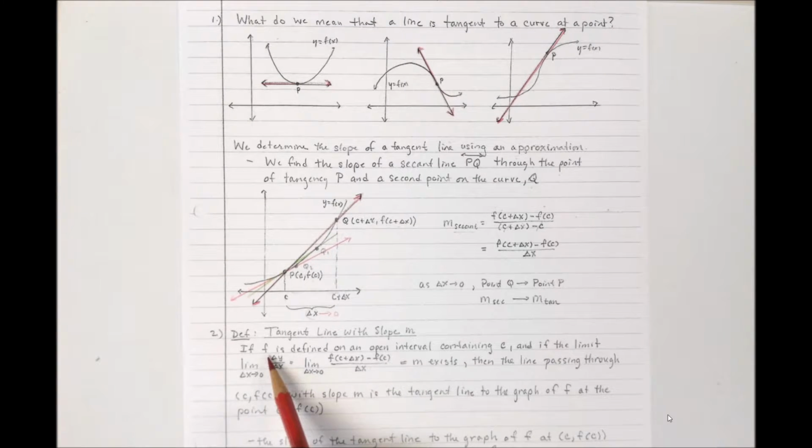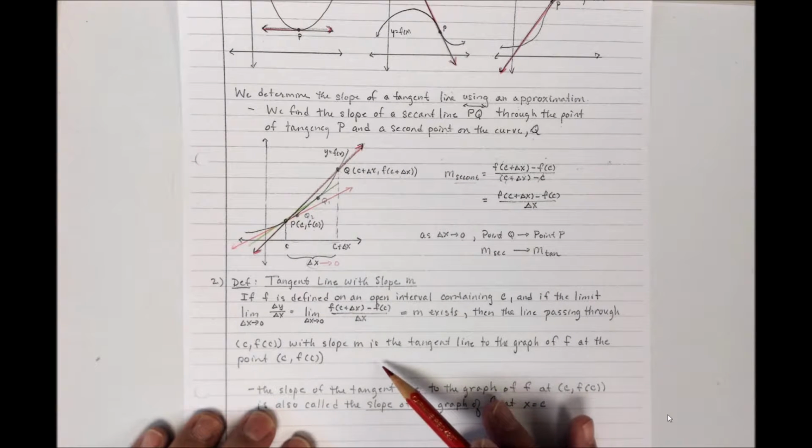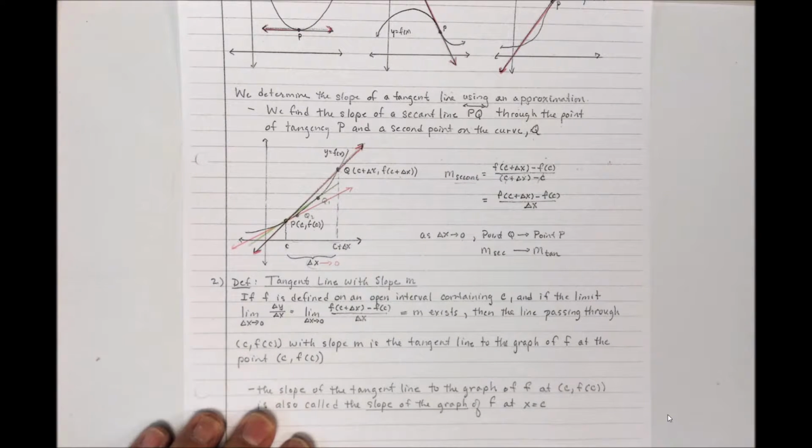If f is defined, let me move this up just a little bit here. There we go. If f is defined on an open interval containing c, and the limit as delta x goes to 0 of the change in the y values over the change in the x values, which is our difference quotient expression, the limit as delta x goes to 0 of f of c plus delta x minus f of c over delta x is equal to m. If this exists, then the line passing through this point, the point of tangency, with slope m, is the tangent line to the curve at the point c, f of c.